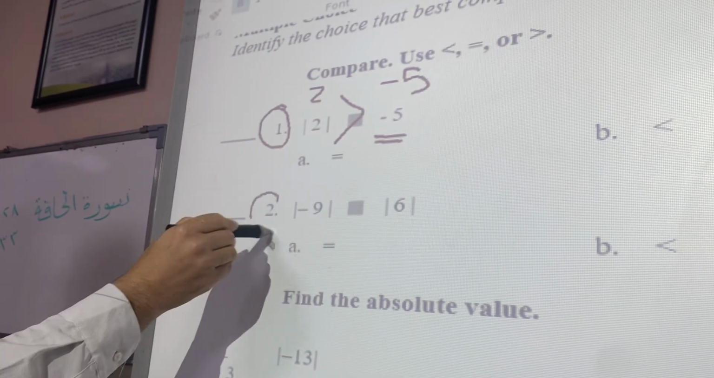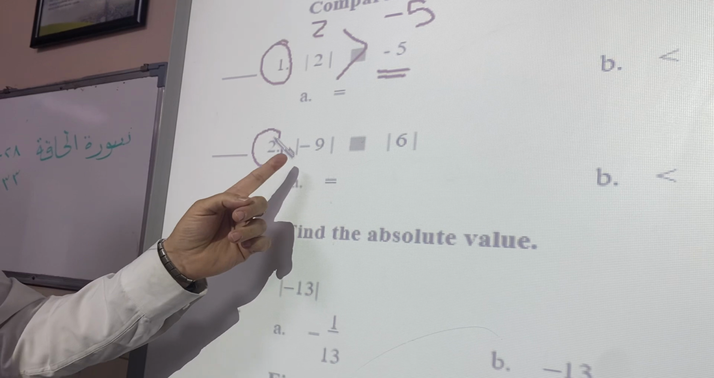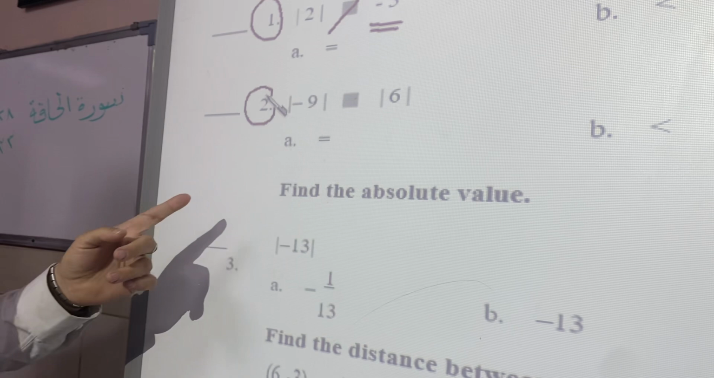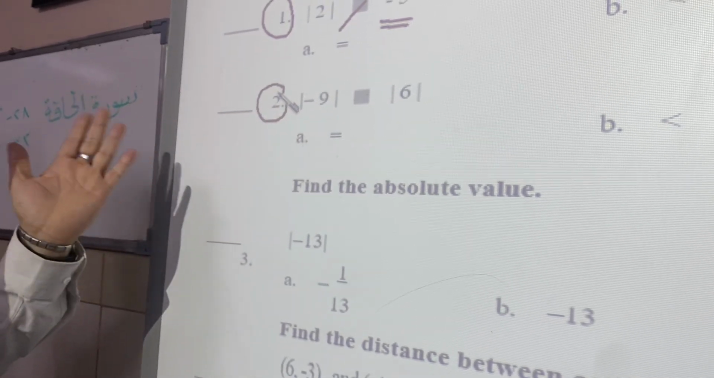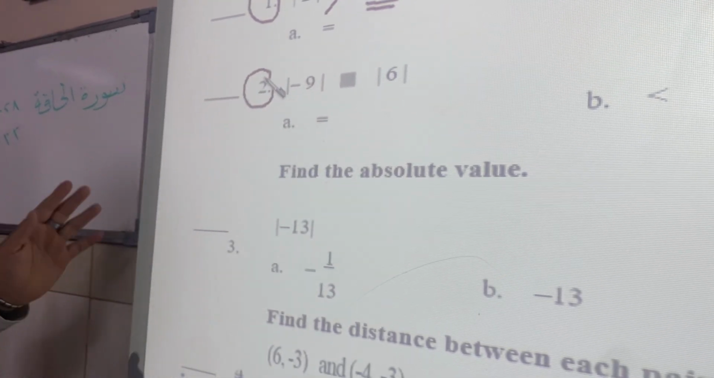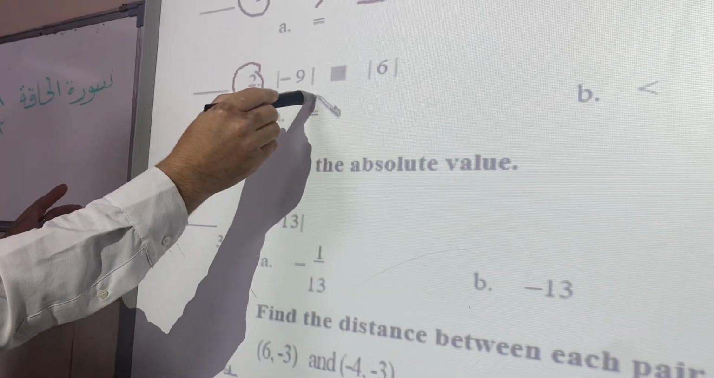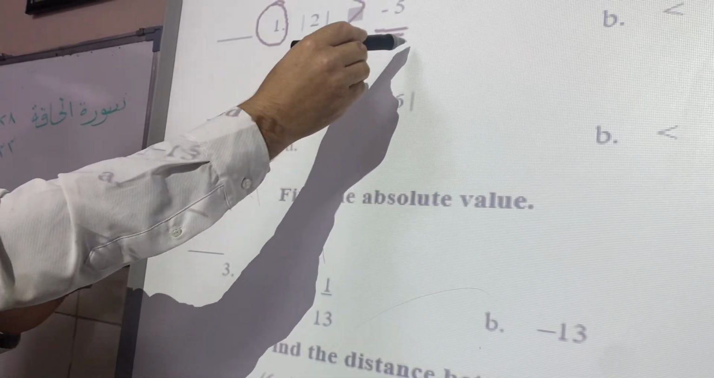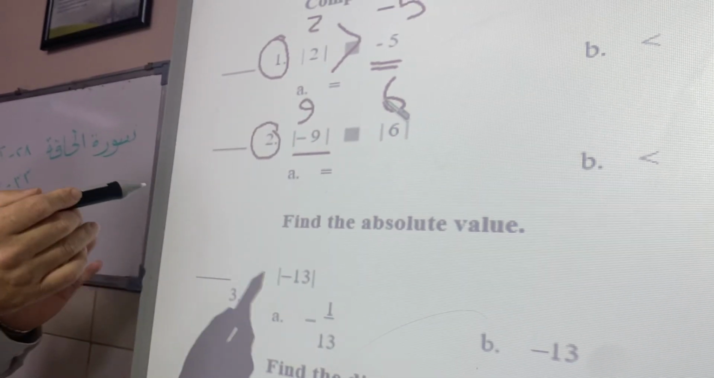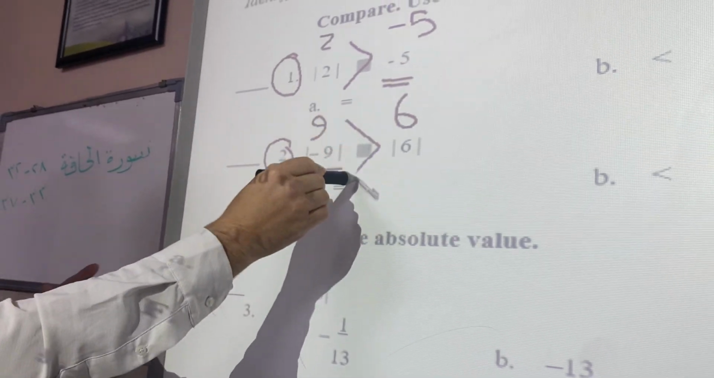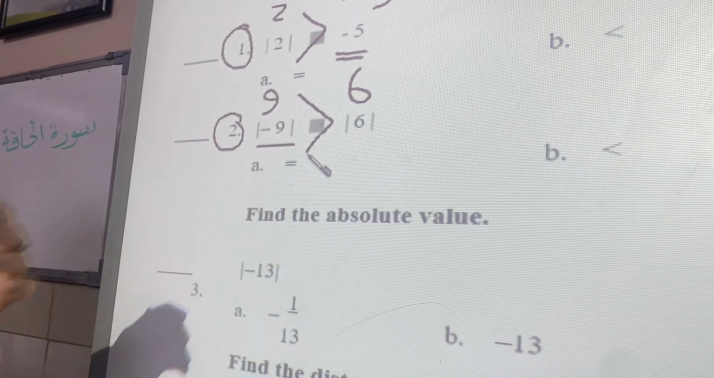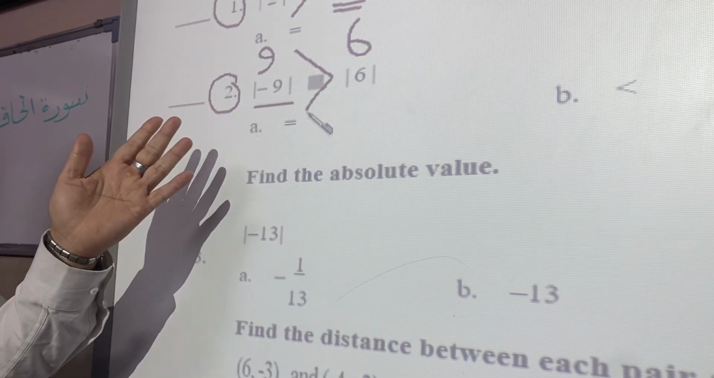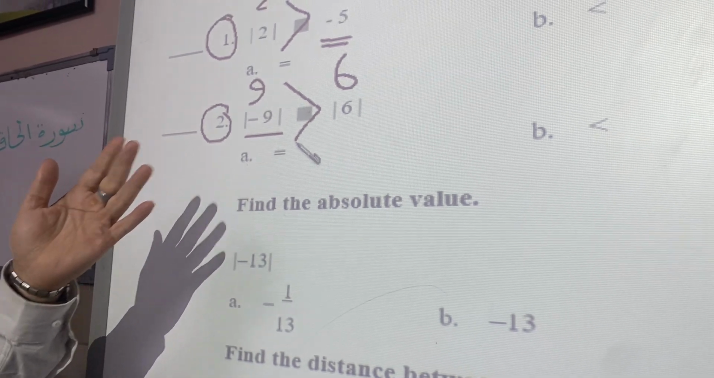Now question number 2. We are comparing the absolute value of negative 9 and the absolute value of 6. If you look at them without absolute value, you think that 6 is greater, but the absolute value of negative 9 is 9, and the absolute value of 6 is 6. So now I can compare between them easily. The absolute value of negative 9 is greater than the absolute value of 6, because the absolute value of any number is its distance from 0, so it will be positive because it's a distance.